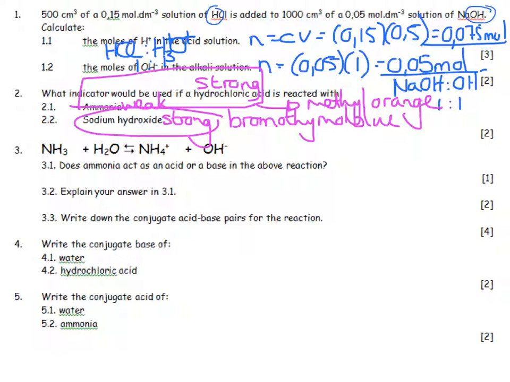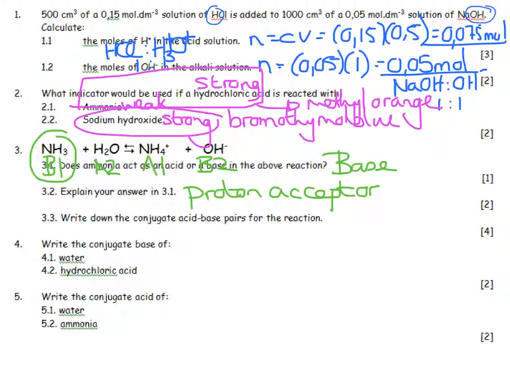Does ammonia act as an acid or a base in the above reaction? Well, let's do our little acid-base pairs. We have got a proton acceptor over here, so that's base 1 turning into acid 1, and acid 2 going into base 2. So is ammonia acting as an acid or a base? It is a base. Why? Because it is a proton acceptor.